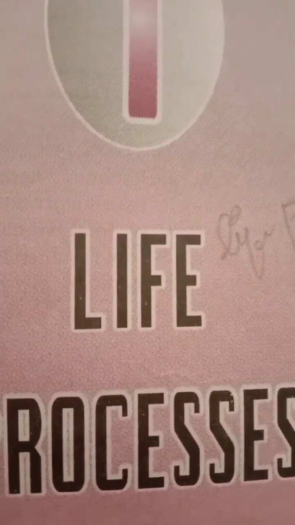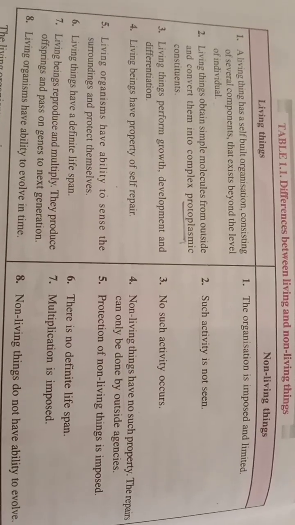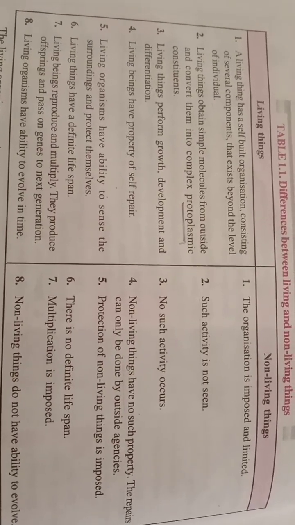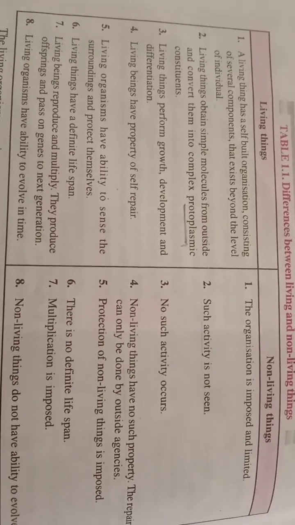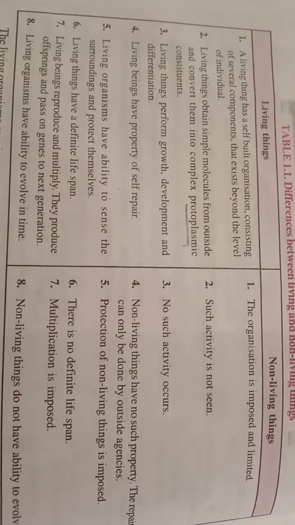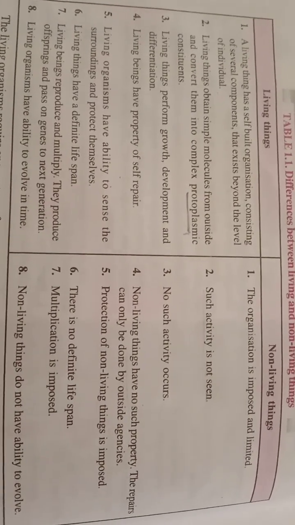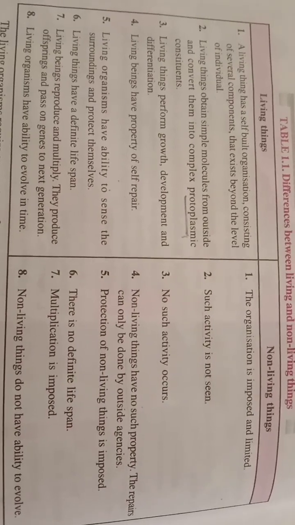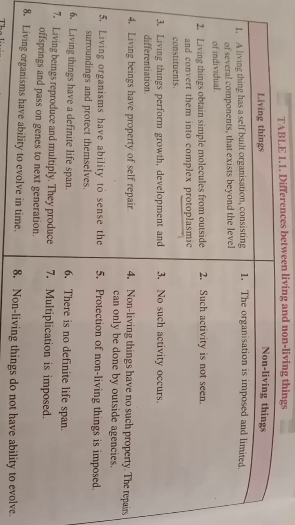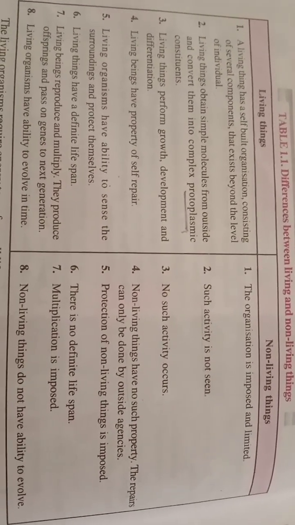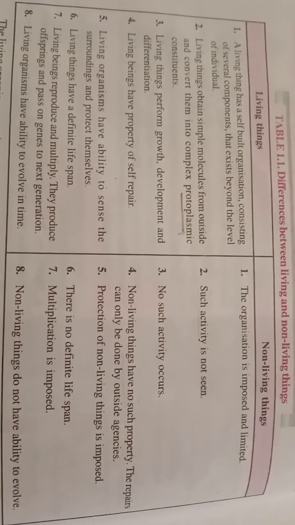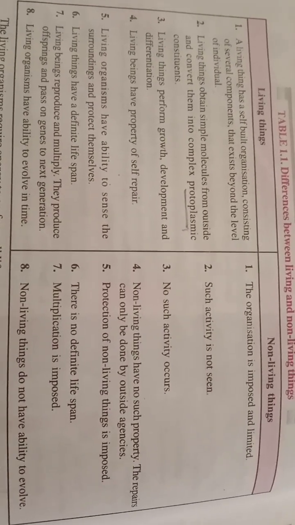Now let us see the difference between living organisms and non-living organisms. I will show you in a tabular form. This is the tabular form of the difference between living and non-living organisms. It is very simply explained. I took it directly from the book so that you can get the notes also. Whatever we discussed is there in this tabular form. You can note it down. It's very simple to understand.